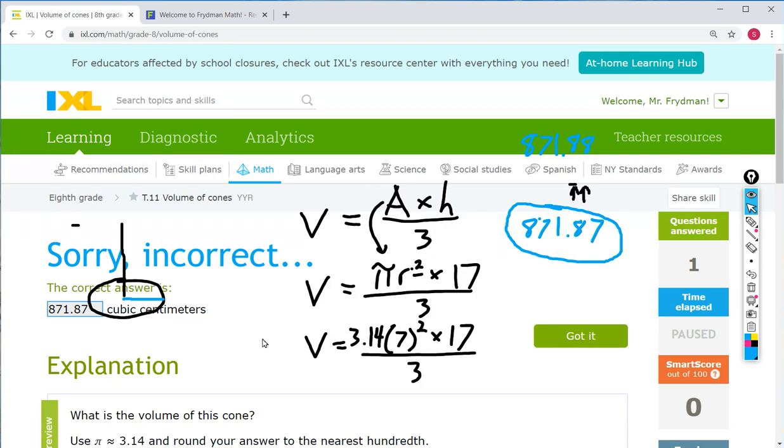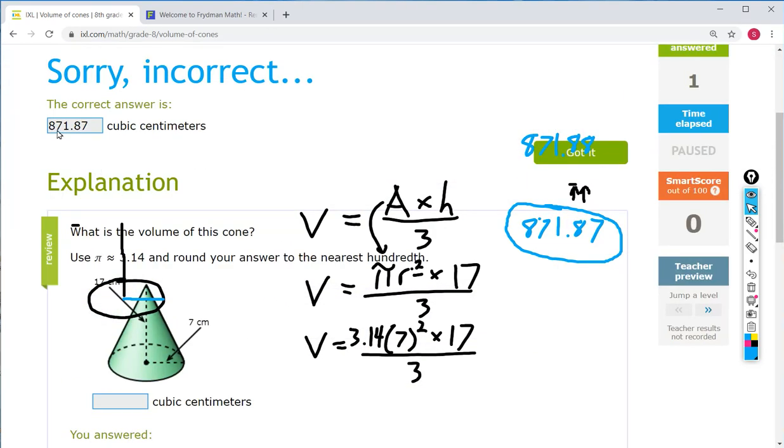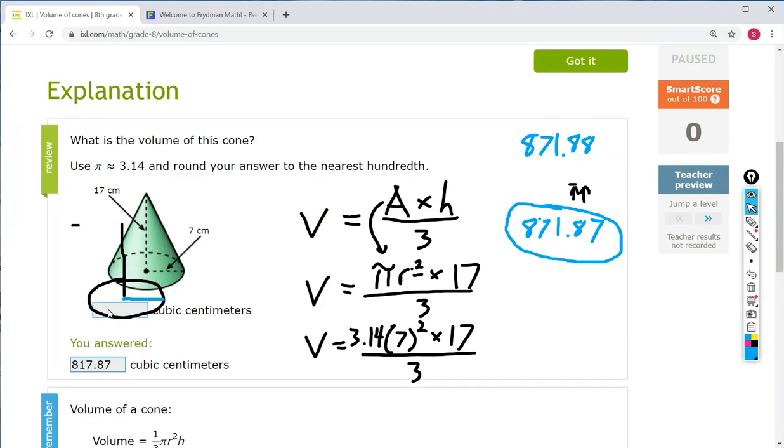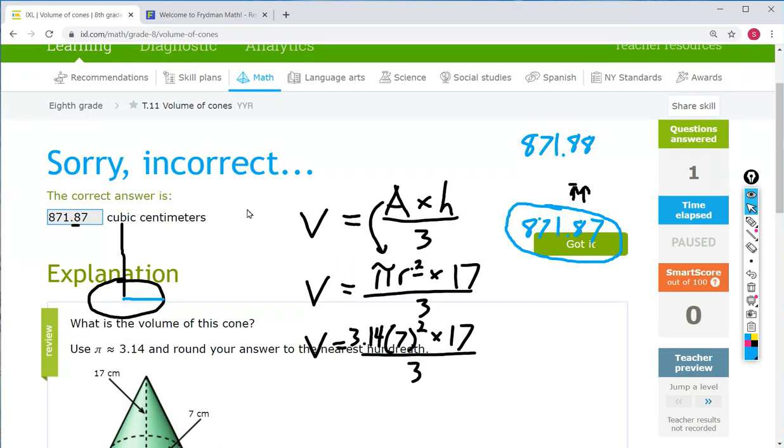What did I do? Oh, so, yeah. Oh, I typed it in as 817 by mistake instead of 871. All right, so I just made a little careless error when I typed it in. That's okay.